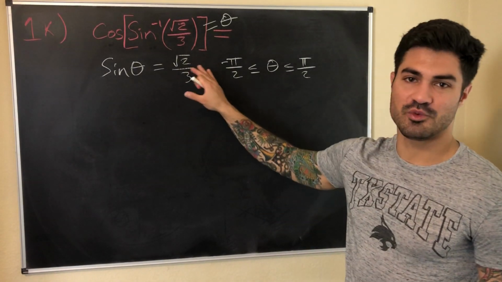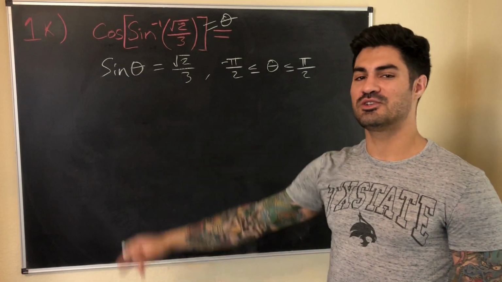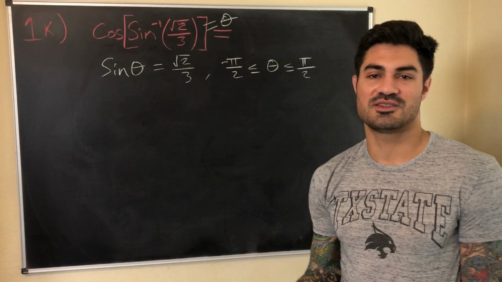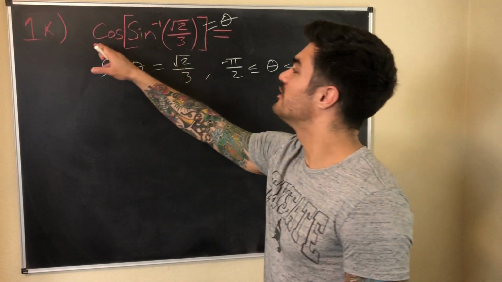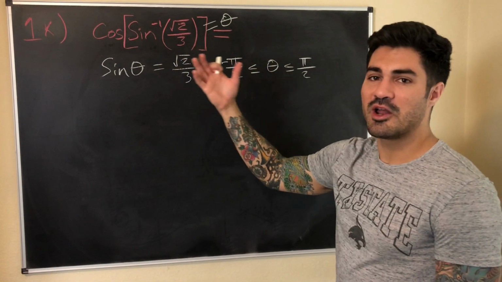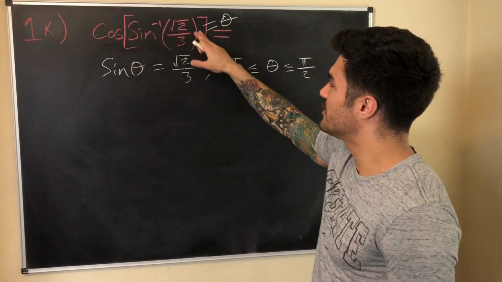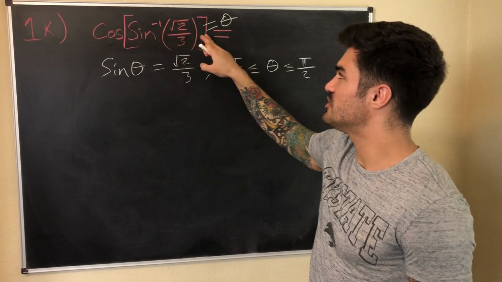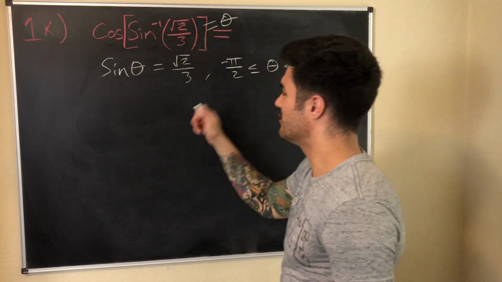This is not a value that we're familiar with. It's not on the unit circle, and we actually have no way of finding out what theta is without using a calculator, and that's a problem because it's different than anything we've done so far. But we can actually still find this exact value, because let's think about it. What are we being asked to find? Well, we're being asked to find the cosine of this sine inverse of root 2 over 3, which equals that angle theta. So really what we're being asked to find is the cosine of theta, right?